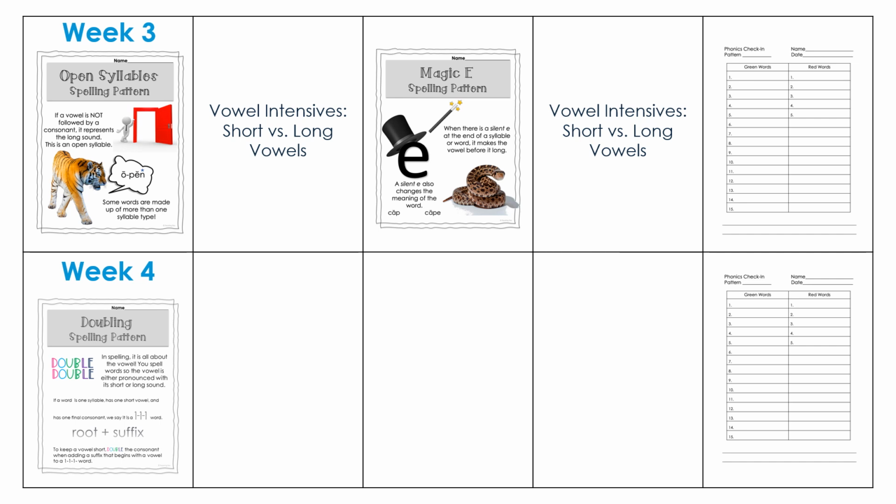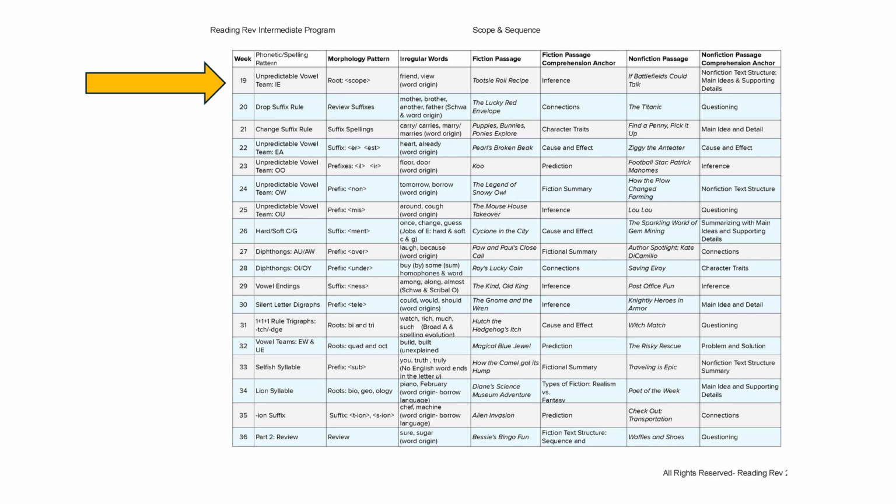And then week 4, I would do the doubling spelling pattern, which the whole group would benefit from as well. So for this group, part 1 was really just a review and small group instruction. I'm really breaking into the Reading Rev program in part 2 for the majority of the year whole group instruction.